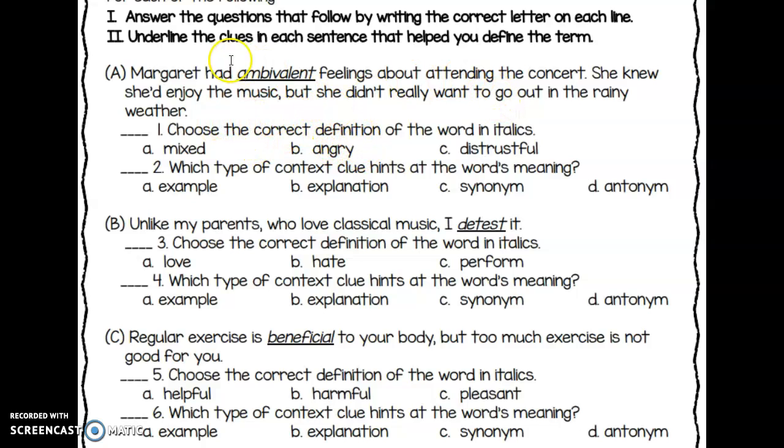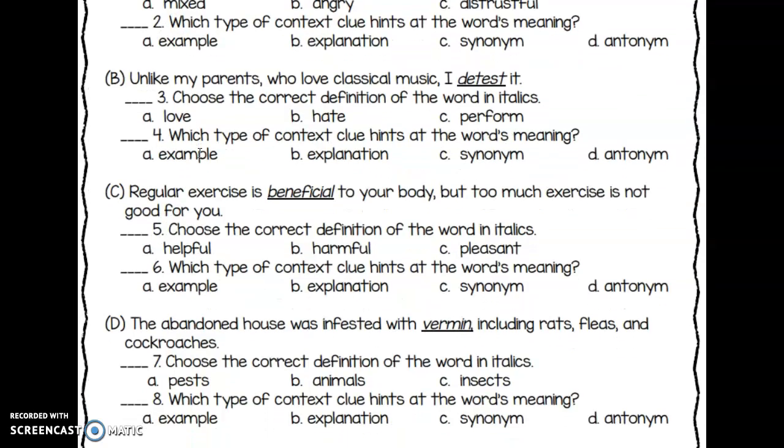B, angry. Margaret had angry feelings about attending the concert. That doesn't go with she knew she'd enjoy the music. Does not make sense. Or C, distrustful. Margaret had distrustful feelings about attending the concert, which means not trustful or not full of trust. And that also does not go with she knew she'd enjoy the music. So we know our answer here is A. And again, we want to make sure we plug that word into the sentence to assure that it makes sense.